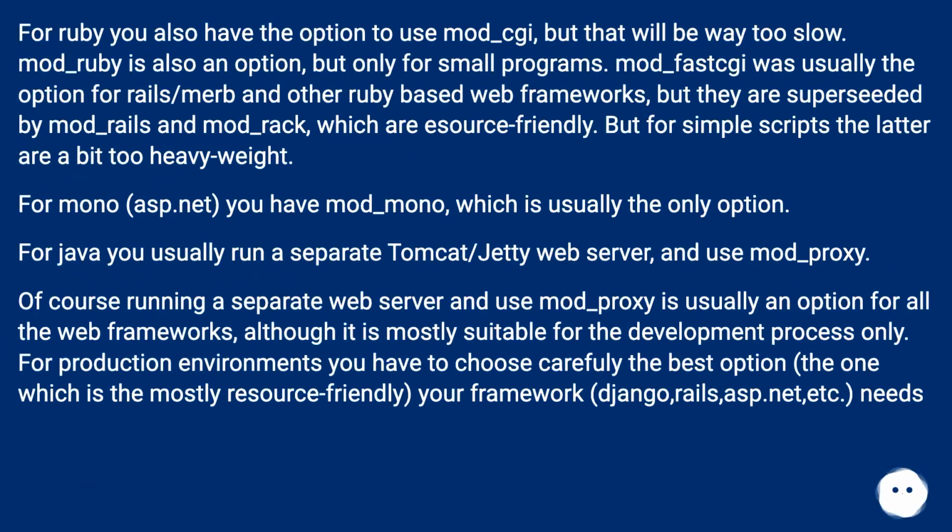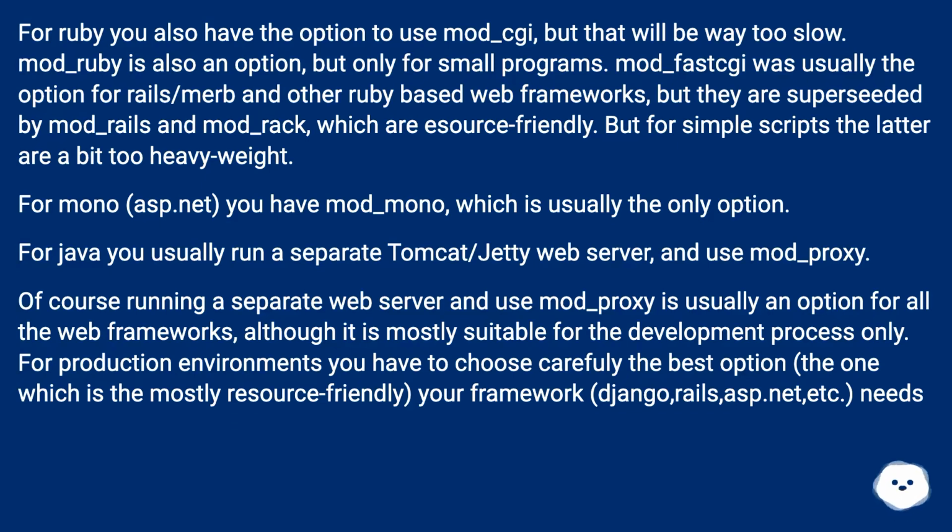For Ruby you also have the option to use mod_cgi, but that will be way too slow. mod_ruby is also an option, but only for small programs. mod_fastcgi was usually the option for Rails, Merb and other Ruby-based web frameworks, but they are superseded by mod_rails and mod_rack, which are resource-friendly. But for simple scripts the latter are a bit too heavyweight.